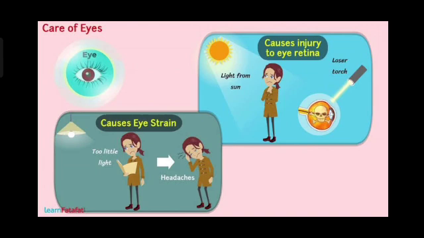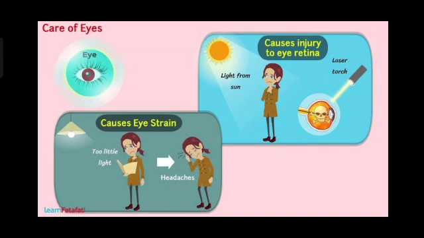Do not read or write in dim light because it puts strain on the eyes and may cause headache. We should never look directly at the sun or other powerful lights. Do not read by bringing the book too close to your eyes or by keeping it too far from the eyes. Do not rub the eyes with hands to prevent injury to the eyes.